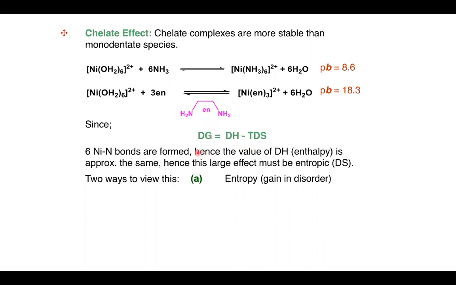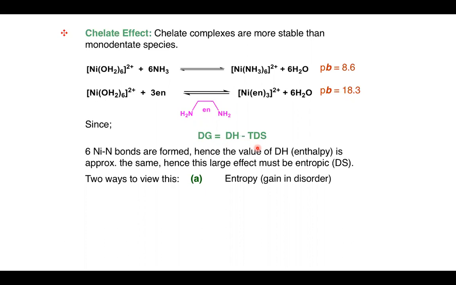So the free energy change is given here. So delta G is equal to delta H minus T delta S. So 6 nickel-nitrogen bonds are formed. Hence the value of delta H, the enthalpy, is approximately the same. And so the large effect therefore must be the entropic delta S.